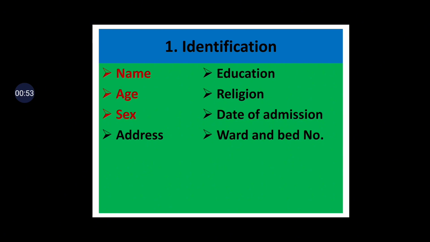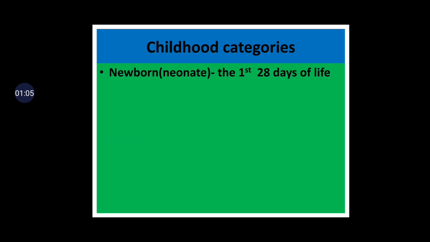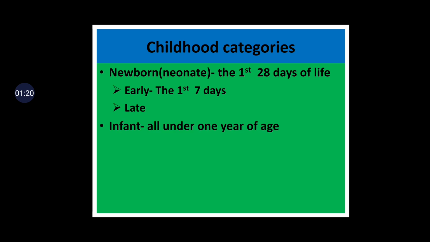In the first 72 hours of the postnatal period, age is specified with hours. After 72 hours of the postnatal period, age is specified with days, weeks, months, and finally with years. Childhood categories. Newborn or neonate is the first 28 days of life and it is classified into early and late neonate. Early neonate is the first 7 days of life. Late neonate, those between 8 to 28 days of life.